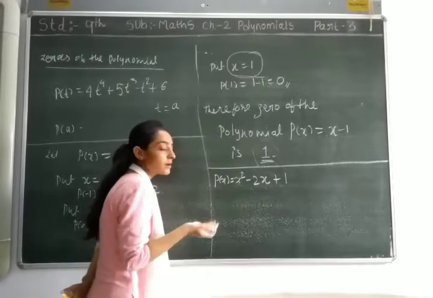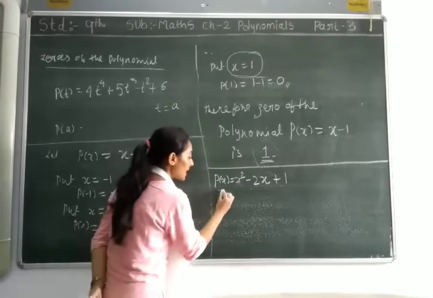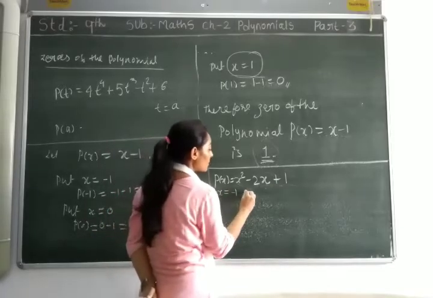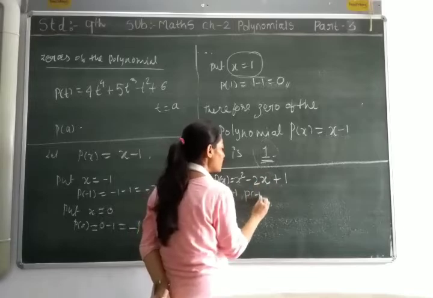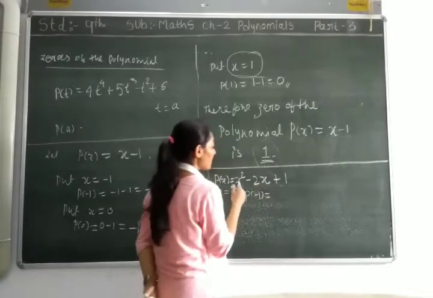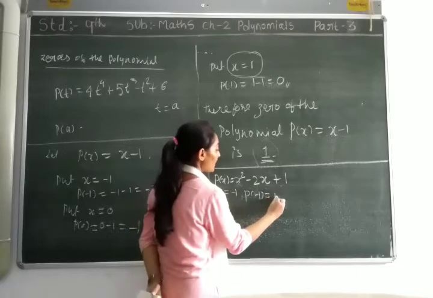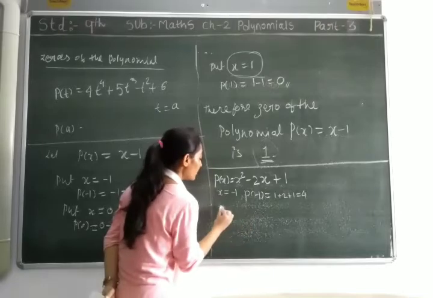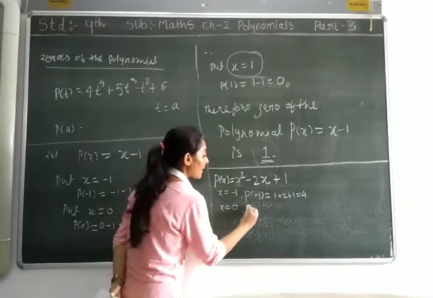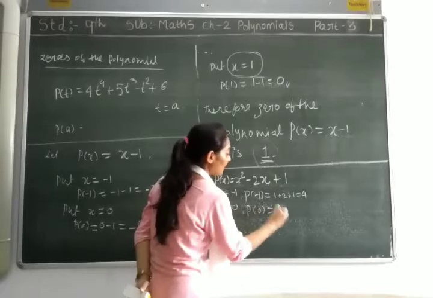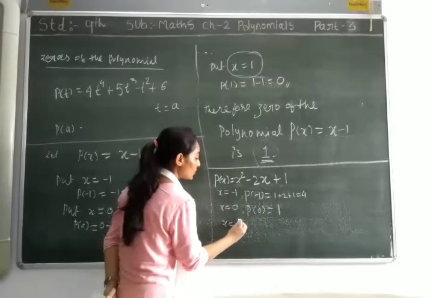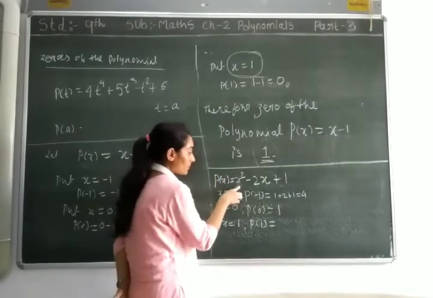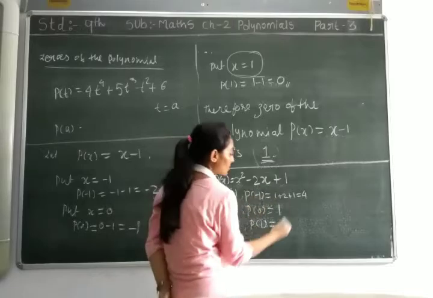So I am checking different values for x. Take x equals to minus 1. So p of minus 1 is plus 1 plus 2 plus 1. I am getting the answer 4. If you take x equals to 0, p of 0, I am getting plus 1. Take x equals to plus 1, so p of plus 1 is 1 minus 2 plus 1. I am getting 0.